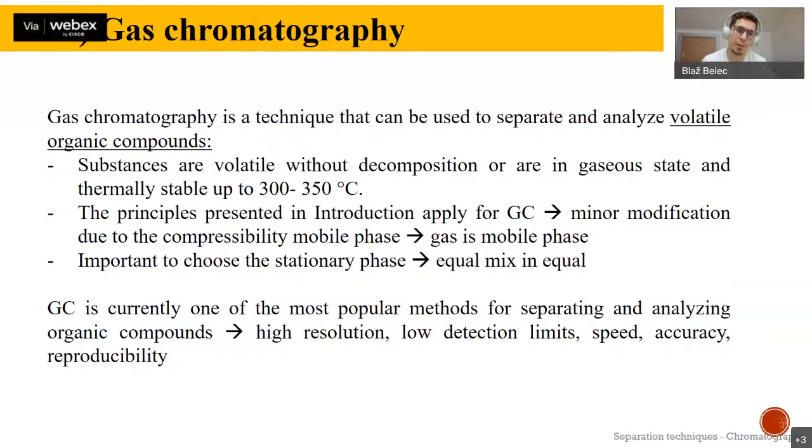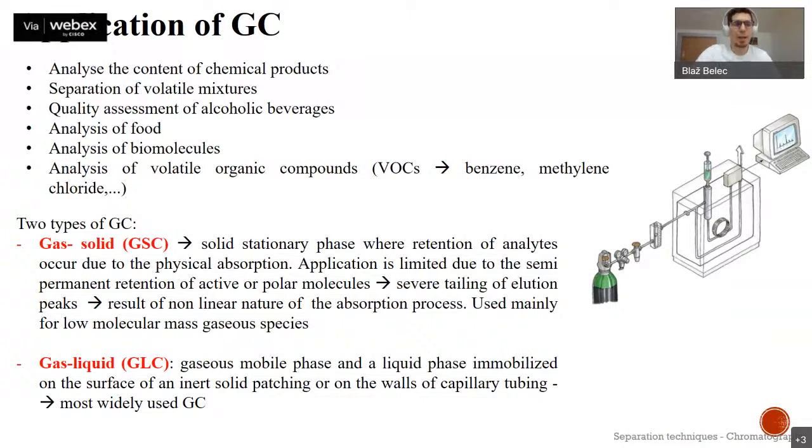So gas chromatography is currently one of the most popular methods for separating and analyzing organic compounds. It's a really high resolution method with low detection limit, very fast, high accuracy, and very reproducible. So gas chromatography can be applied for analyzing all the chemical products, separation of volatile mixtures. We can qualitatively or quantitatively analyze alcoholic beverages, food, biomolecules. So everything that can be put into the gaseous state, but, as I said, is stable up to a certain temperature.